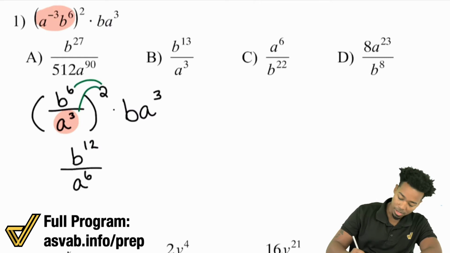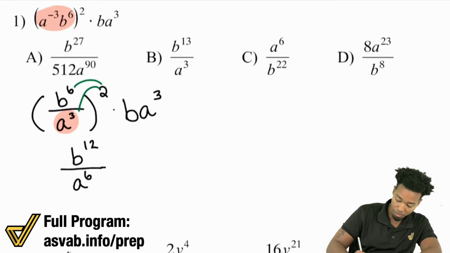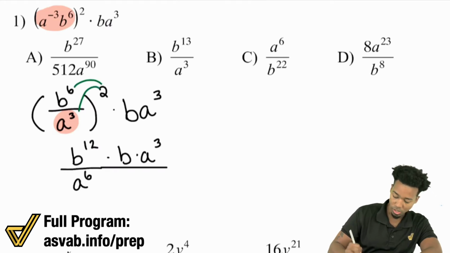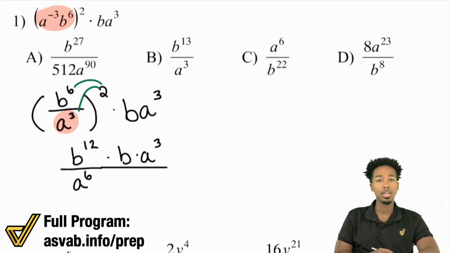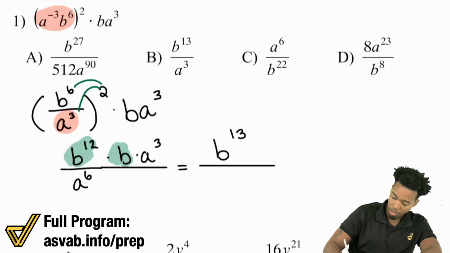Next, what we have is, again, multiplying the b a cubed. If you wanted to, remember, when you're multiplying a fraction by just some terms, you can honestly just go ahead and append it up top. Just like that. You're absolutely allowed to do that. And once you do, what you will realize is that we have b to the 12th times b, and that'll end up being b to the power of 13.